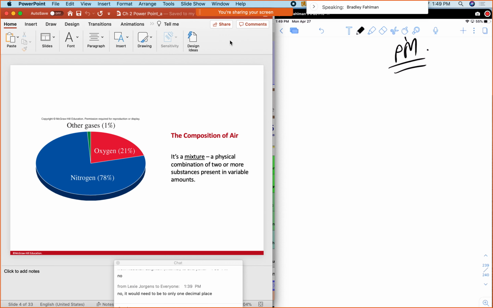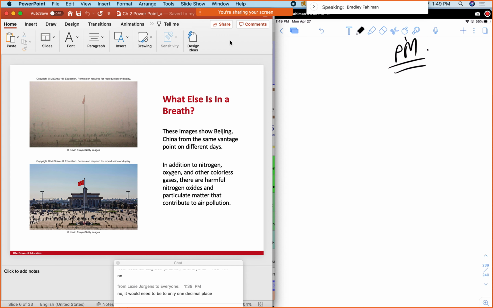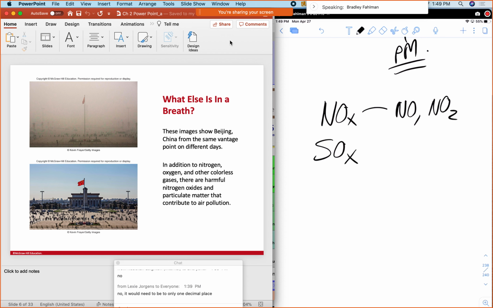So really, this one shows what pure atmosphere, what pure air is, and then what else we can put into air to make it dirty. Those are these gases. NOx means NO, NO2. And SOx are these two. This gives it the brown haze in Beijing here. That's this one, NO2.